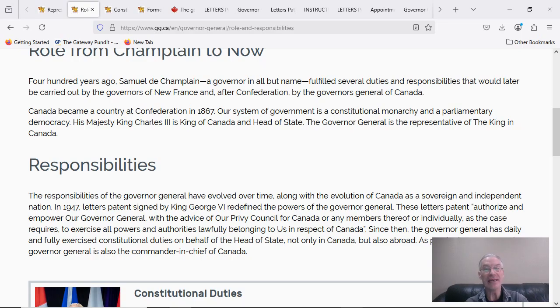Canada became a country at Confederation in 1867. Fraud right off the bat. Canada, the Dominion of Canada, became a united British possession, a united colony called the Dominion of Canada in 1867. Our system of government is a constitutional monarchy and a parliamentary democracy. His Majesty King Charles III is King of Canada and head of state. The Governor General is the representative of the King in Canada.